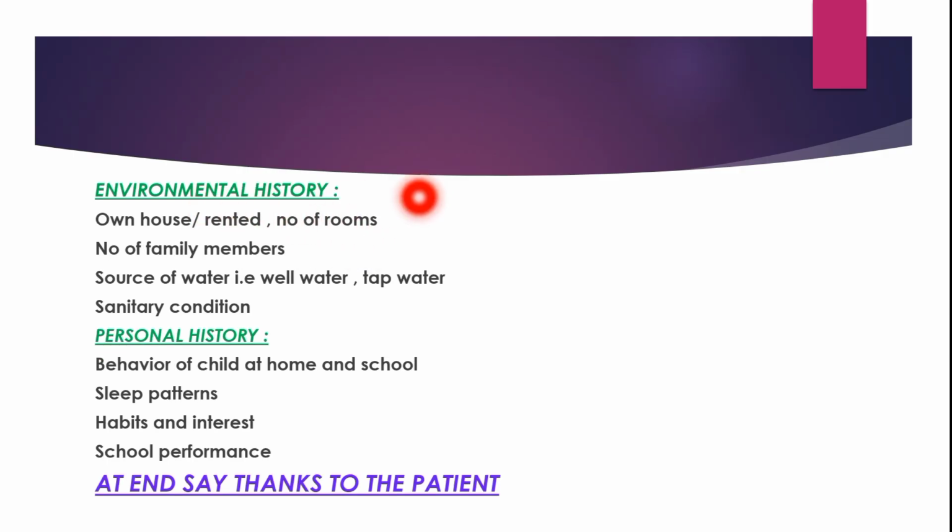In environmental history, ask whether they live in their own house or a rented house and the number of rooms in the house. Similarly, ask about the number of family members. Also ask about the source of water, whether they are using well water or tap water. Similarly, ask about the sanitary conditions.